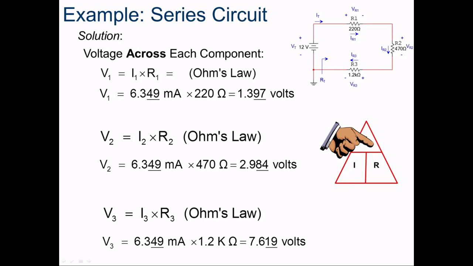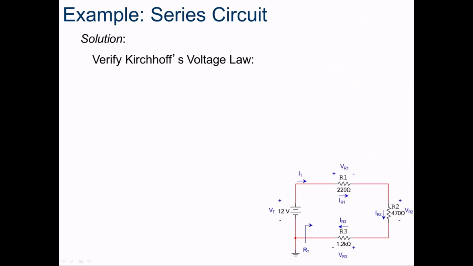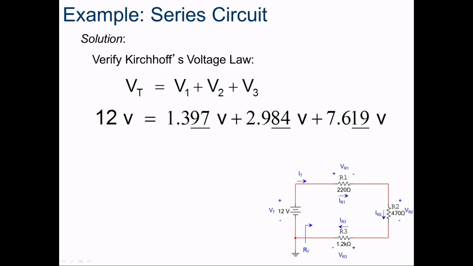If I add the voltage at resistor 3 and 2 and 1, I better get what? The sum. In a series circuit, voltage divides and current is the same. Voltage divides, meaning when I add these up, I better get 12. See? 1.397 plus 2.984 plus 7.619 equals 12 volts. A great self-check. You can never get these wrong.